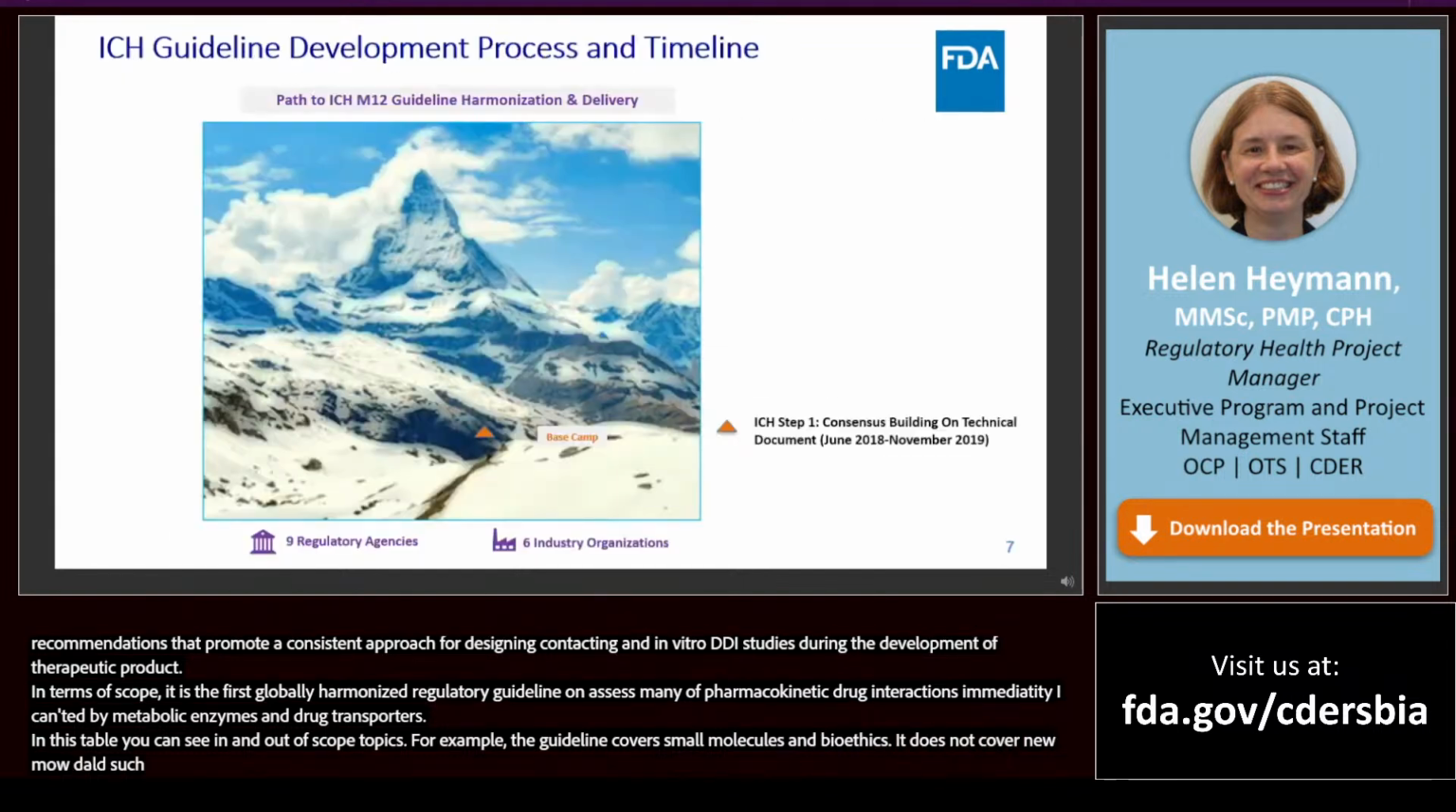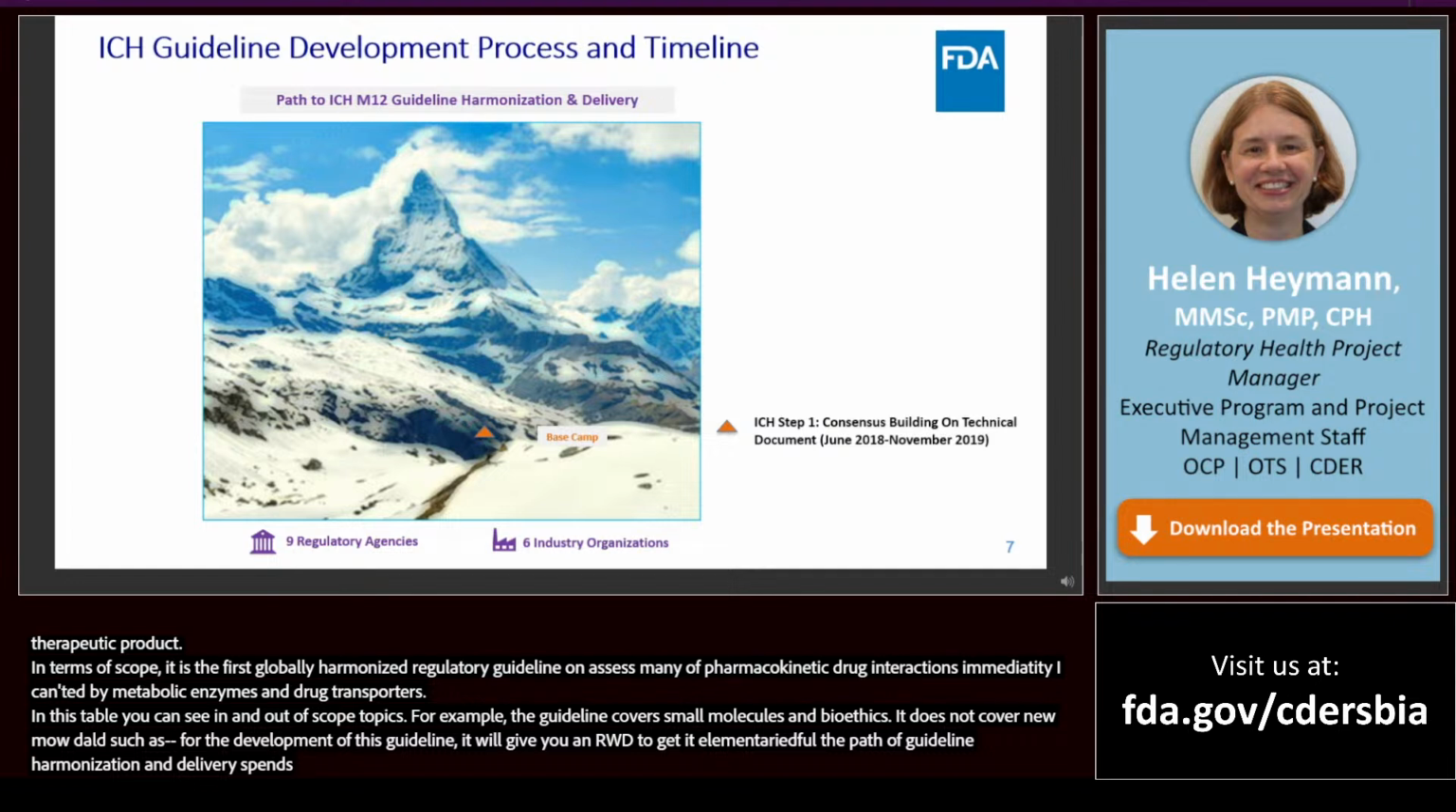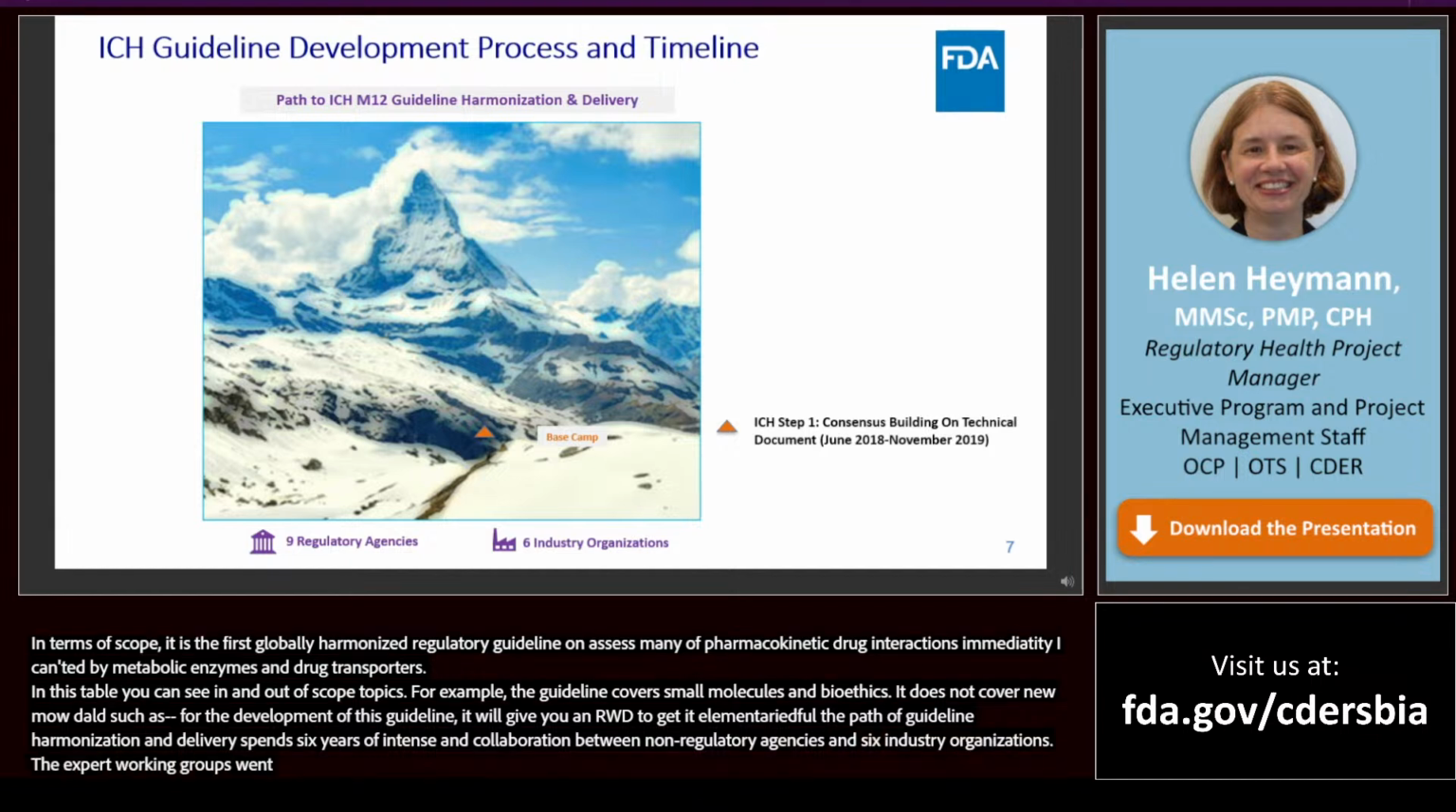Now let's turn to the process and timeline for the development of this guideline. This will give you an idea what it takes to get a global guideline implemented. The path to the guideline harmonization and delivery spans over 6 years of intense and successful collaboration between 9 regulatory agencies and 6 industry organizations. The expert working group's journey went through a 5-step harmonization process to reach the summit, the current stage of the implementation of this guideline. Let's now take a look at each step.